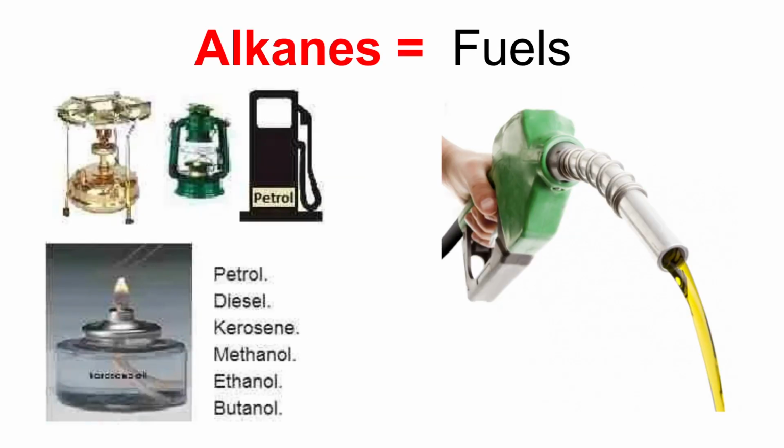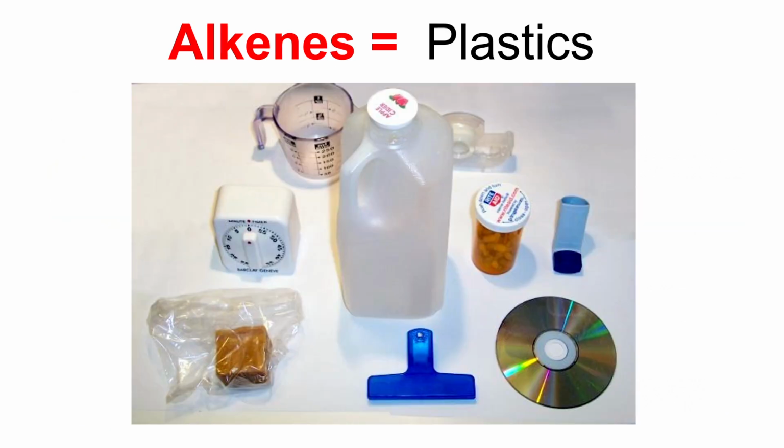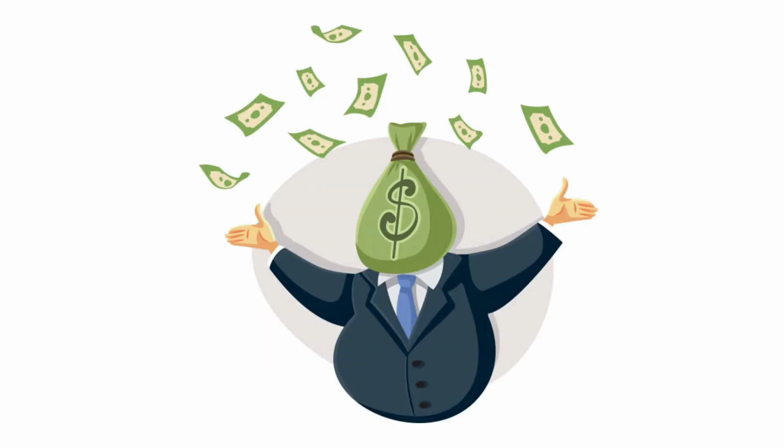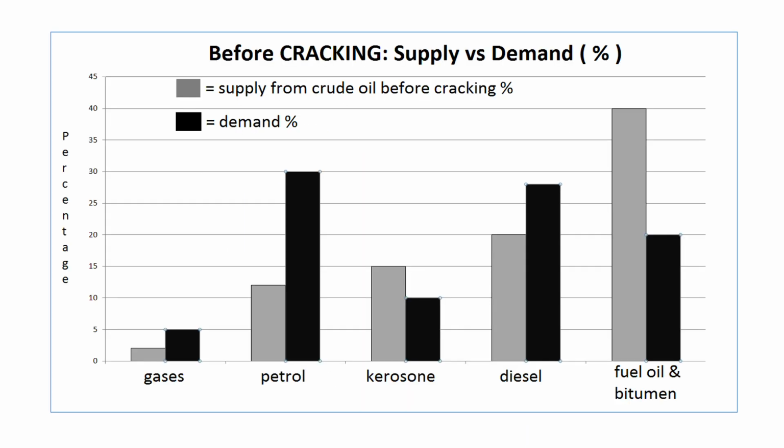Alkanes, I generally think, are used as fuels, and alkenes, I generally think, as being used for plastics. Now, crude oil naturally has a much higher proportion of longer chain hydrocarbon molecules than the more useful short ones. So what are we going to do about that? How are we going to make our money? Well, this is where cracking comes in. Okay, cracking makes supply meet demand.